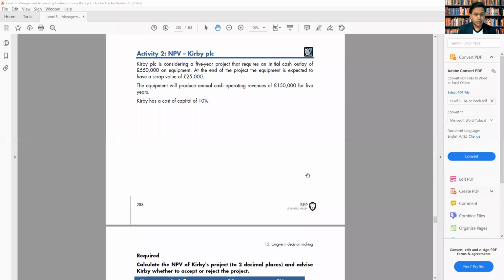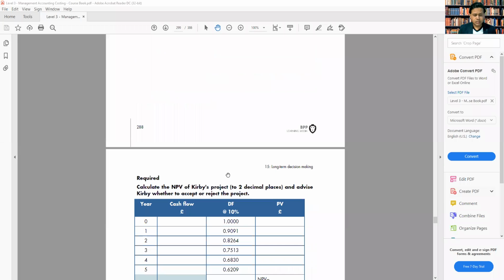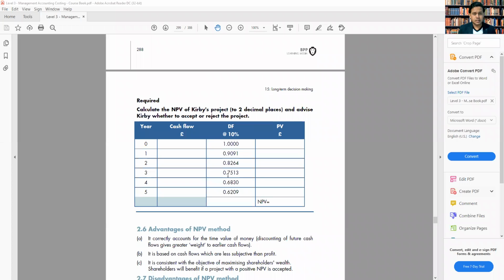So in activity 2, NPV, net present value, Cvp PLC. Let's read the question. It said Cvp PLC is considering a 5 years project that requires an initial cash outlay of 550,000 on equipment. At the end of the project, the equipment is expected to have a scrap value of 25,000. The equipment will produce annual cash operating revenue of 150,000 for the 5 years. Cvp has a cost of capital of 10%. So that's fine. So cost of capital is 10%.